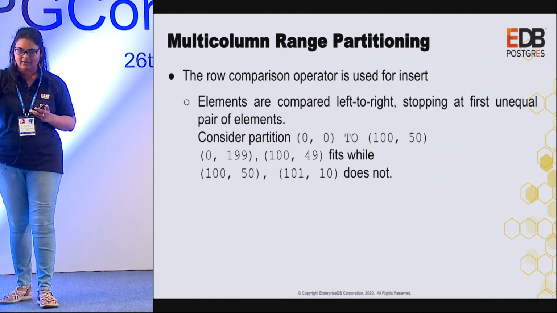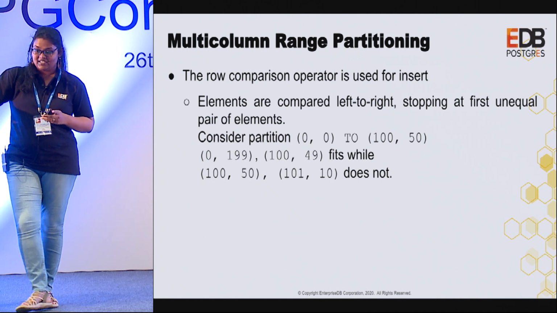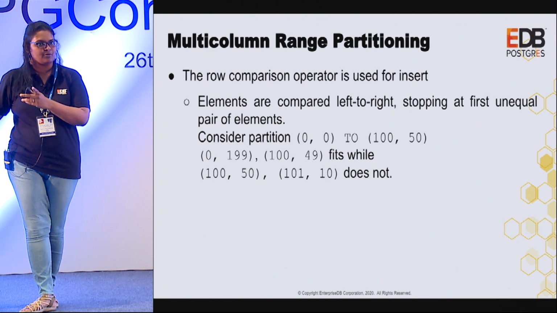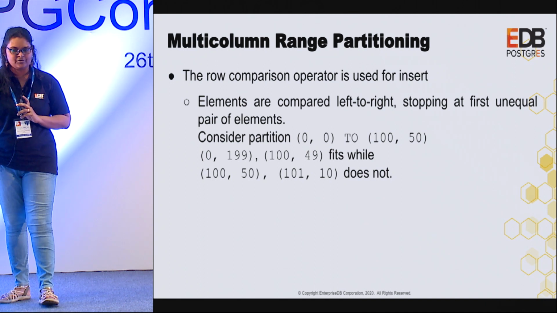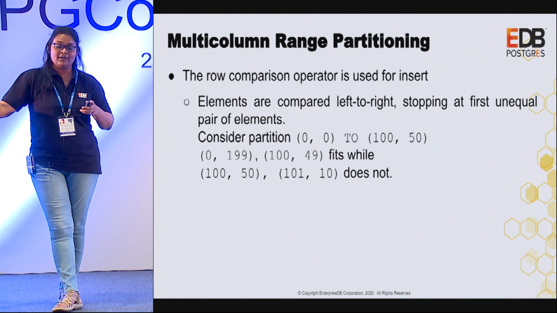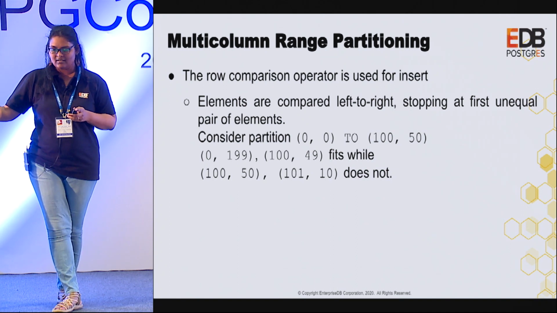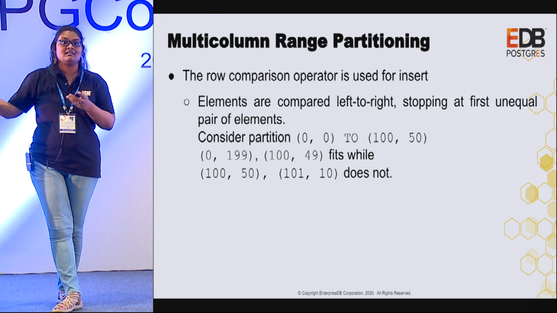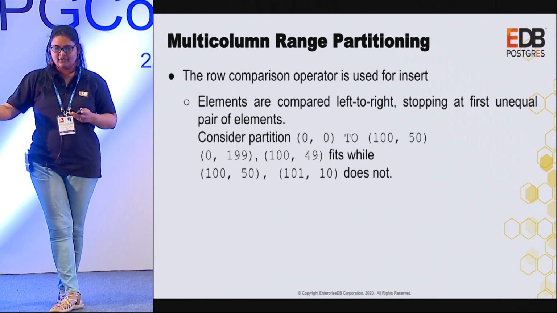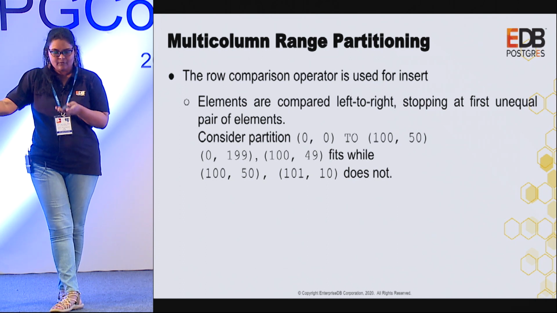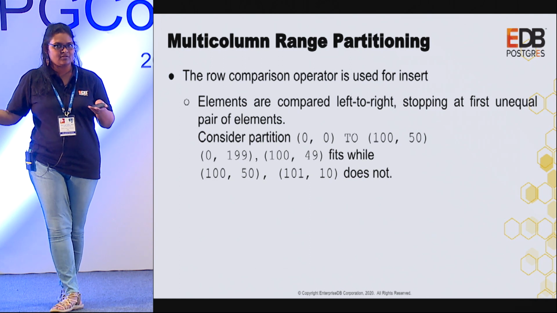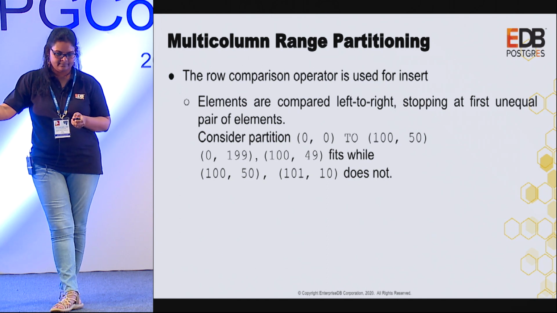And similarly, for the second one, 100, 49, since the first column is equal, the second one is checked, and that one satisfies the requirement, so this row is also entered into this partition. But 100, 150 is not satisfying because even though the first column is equal, the second column is equal to the bound, which is not allowed because it has to be exclusive. You cannot enter for 150. And again, 101 and 10, though the second column satisfies the condition, the first column does not, so you cannot enter into this partition.